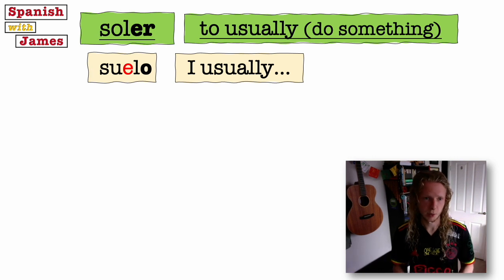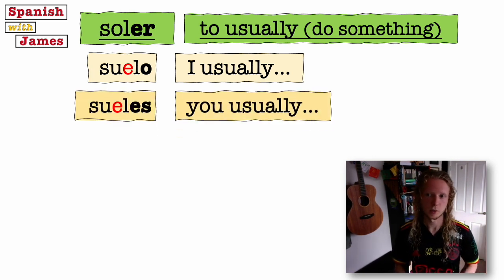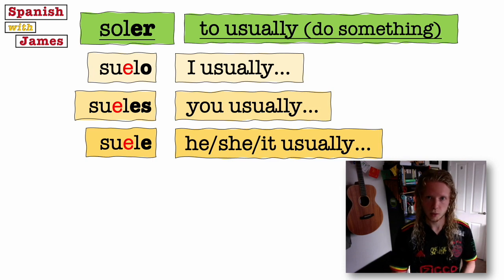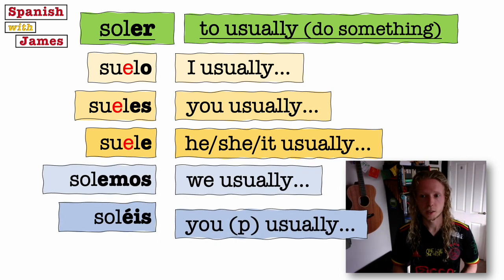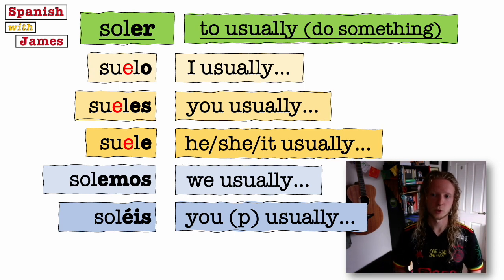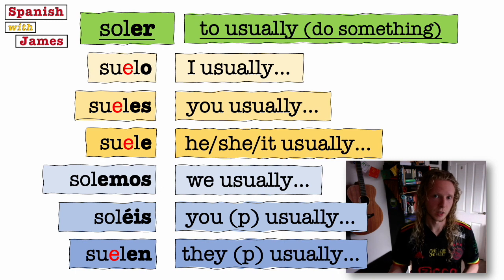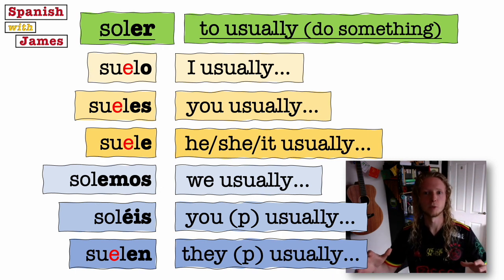So I've already given you an example using suelo, I usually, then we've got sueles, you singular usually, suele, he or she or it usually, also the form that we'd use with usted, the formal you, solemos, we usually, soléis, you all, you plural usually, and then finally suelen, which is they usually, or ustedes usually, the formal and plural form of you.